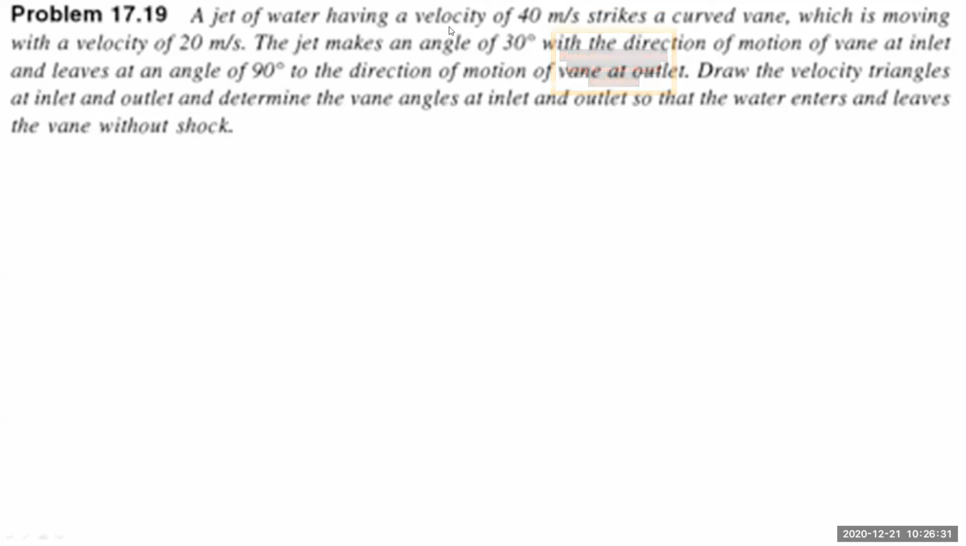The jet of water has a velocity of 40 meter per second. Here the jet velocity is given. Now it strikes the curved vane, which is moving with a velocity, so the velocity of the vane is also given. The jet makes an angle of 30 degrees with the direction of motion of the vane at inlet and leaves at an angle of, please mute yourself, some noise is coming, the outlet angle is also given. So these are the given inputs.